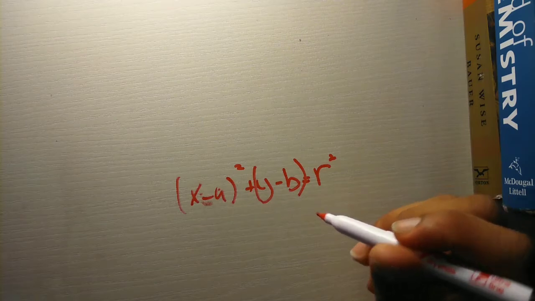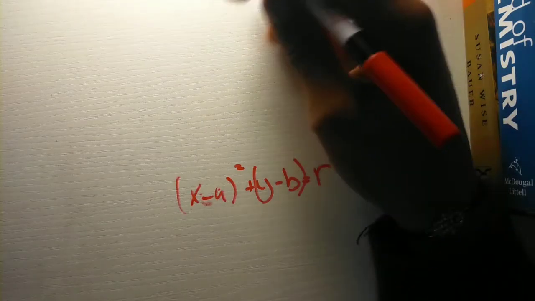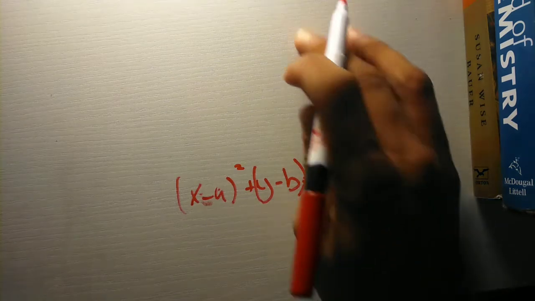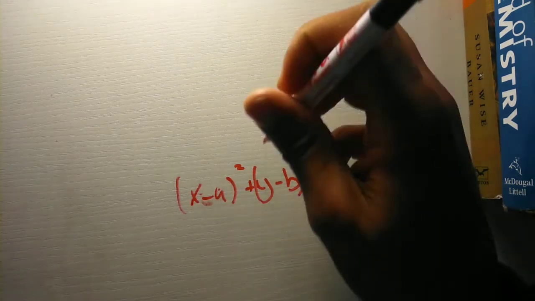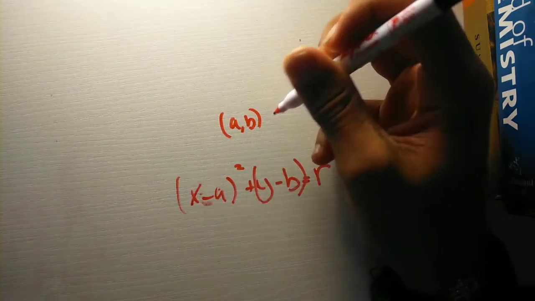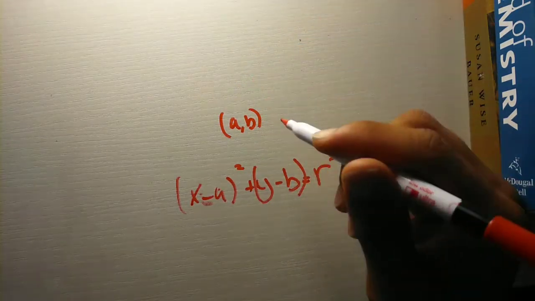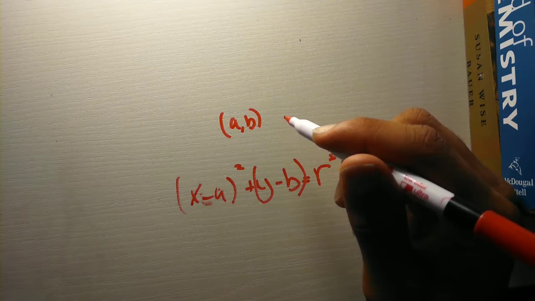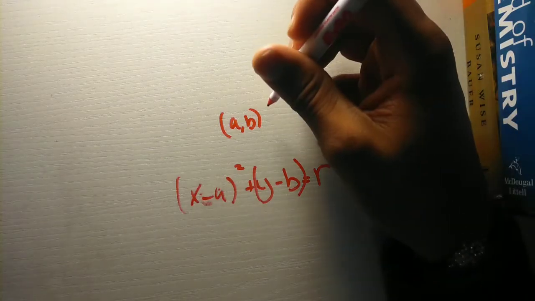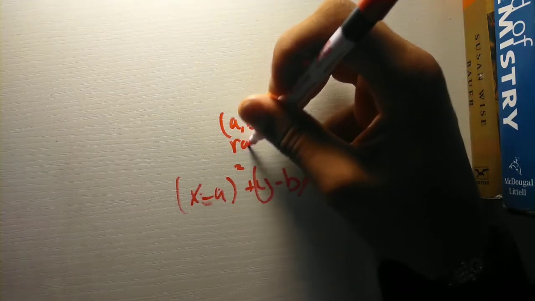Now what does this mean? All right, well, I'll show you up here. Let's start by defining a and b. A and b are coordinates, okay? A and b are coordinates, and we're defining the coordinate equation for a circle which has a radius of 4.